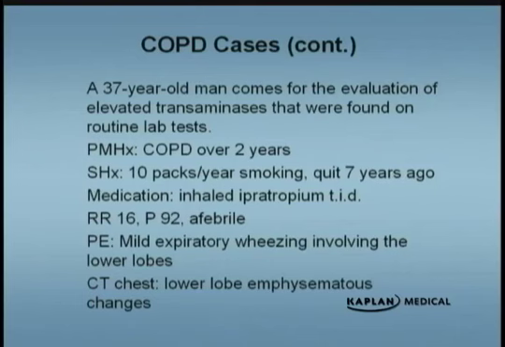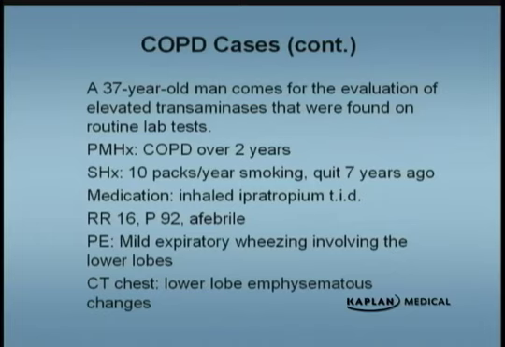A 37-year-old man comes for the evaluation of elevated transaminases that were found on routine labs. He's got COPD for over 2 years. 37-year-old guy. Right away, that's the first thing that hits me, that this guy's kind of young. 10-pack year smoking, quit 7 years ago. Medication, inhaled ipratropium 3 times a day. Respiratory rate 16. Pulse 92, afebrile. Mild expiratory wheezing involving the lower lobes. A CAT scan shows lower lobe emphysematous changes.